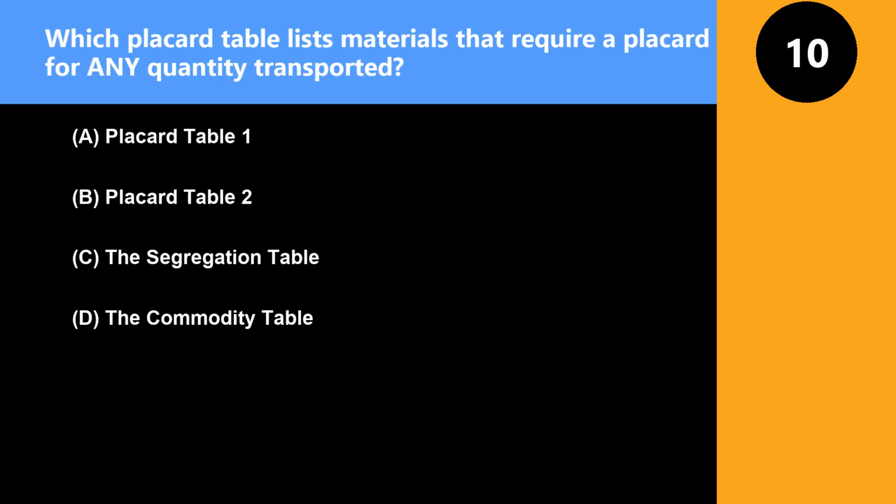Question 10. Which placard table lists materials that require a placard for any quantity transported? Option A, placard table 1. Option B, placard table 2. Option C, the segregation table. Option D, the commodity table. The correct answer is option A, placard table 1.